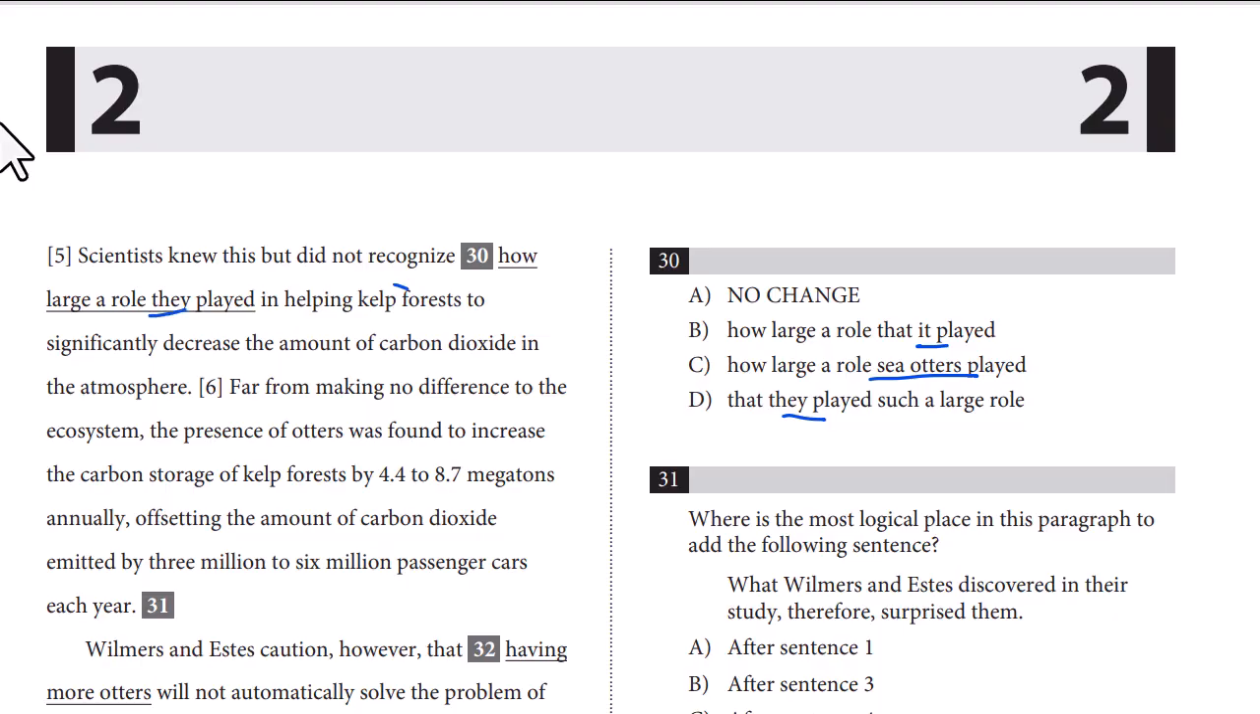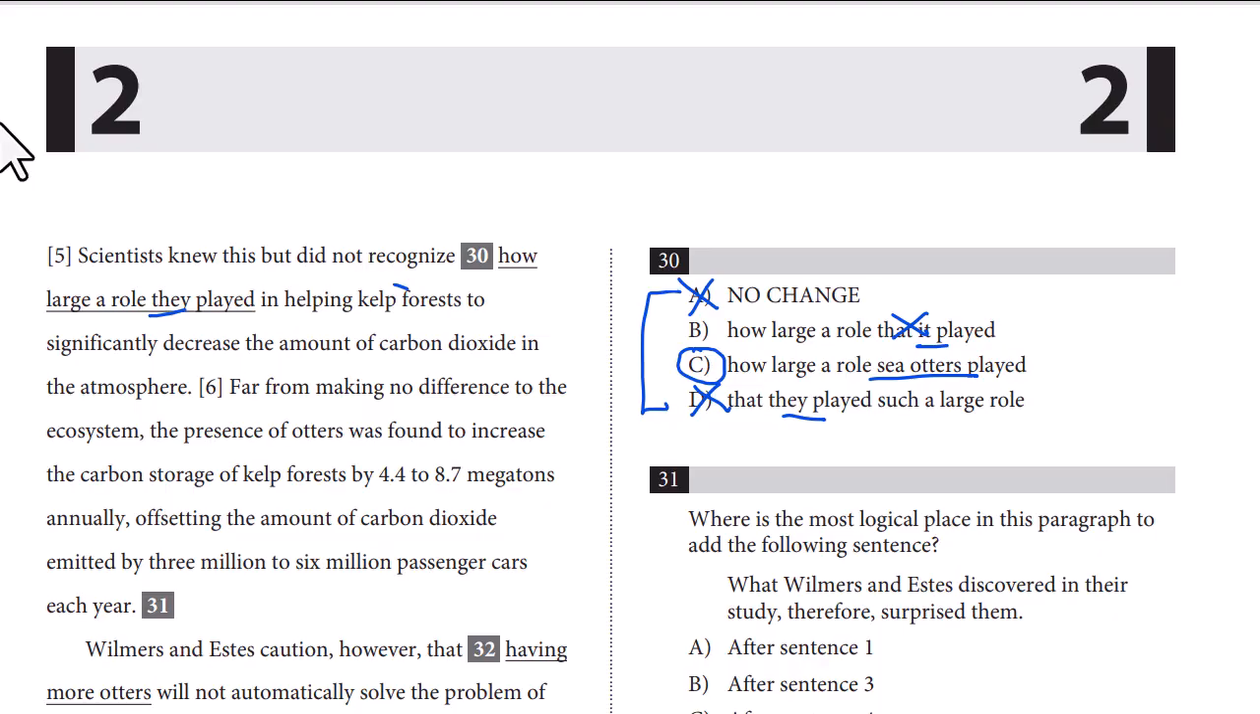So what is they? The sea otters, probably. So it's not going to be it, that they played such a large role in keeping. I mean, that's really no different than, say, A, how large a role they played in helping, that they played such a large role in helping. A and C are kind of the same, so I think they're wrong. The real issue is here, it's not exactly clear from this sentence what the antecedent is. Is it sea otters? Is it something else? So reading the context, I think it's sea otters. So in this case, I would actually clarify sea otters.